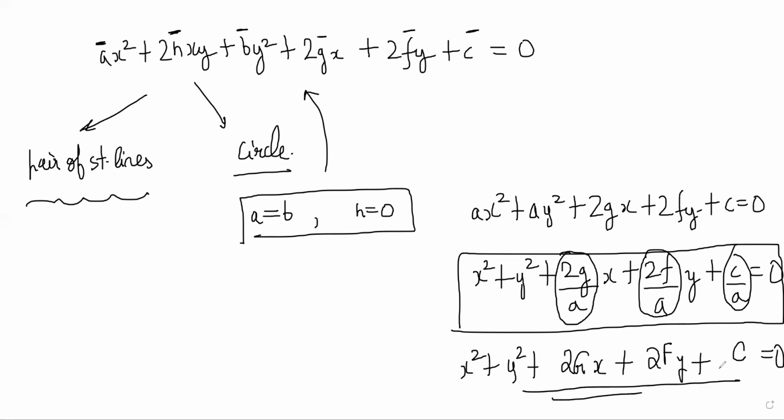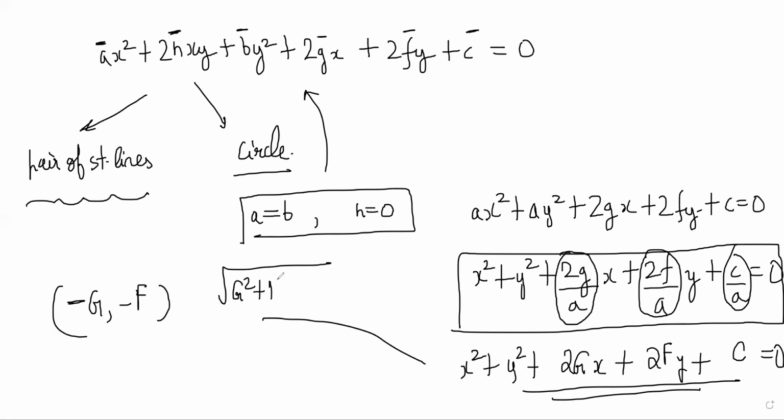And then you can say that the center of this circle will be minus G, minus F, and the radius of this circle will be root over G square plus F square minus C, right? Okay. Yeah. You understand all this, right? Yeah. Okay.